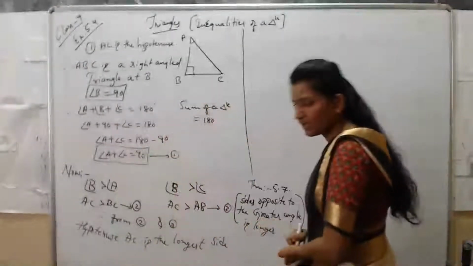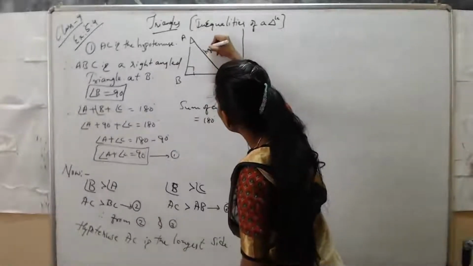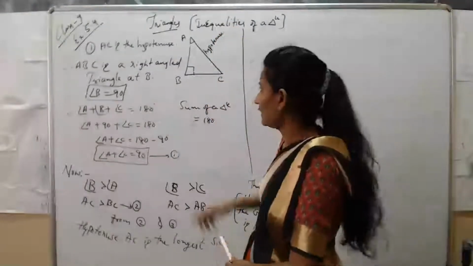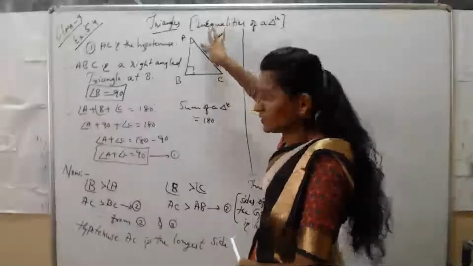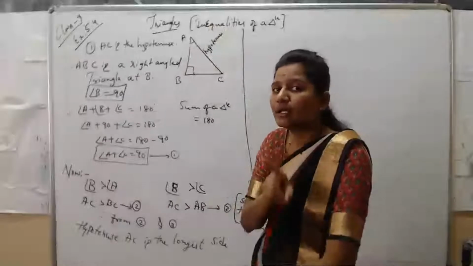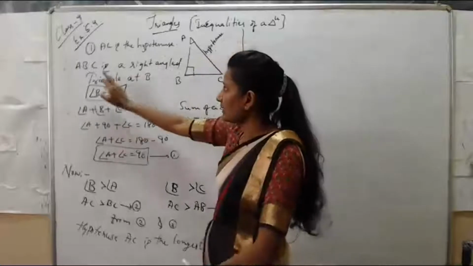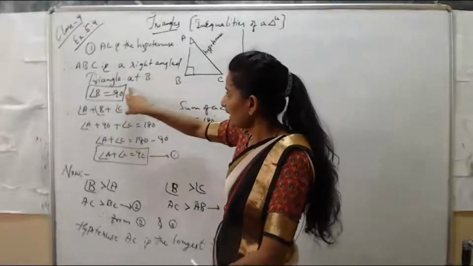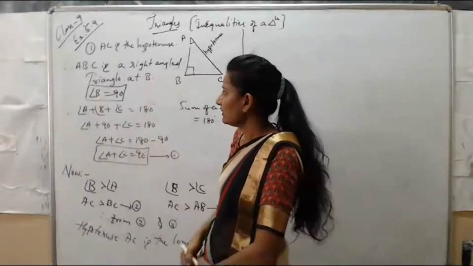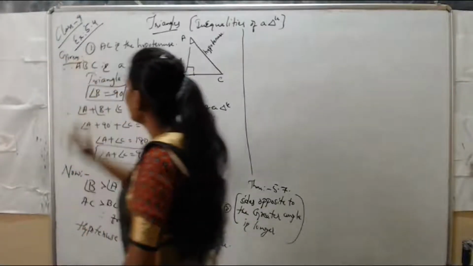See here, what we have done is take a right angle triangle. AC is the hypotenuse. The largest side is called the hypotenuse, only in a right angle triangle, not in an equilateral or scalene triangle. Okay. Let AC be the hypotenuse. What is the given? ABC is a right angle triangle at B, means B is equal to 90 degrees. This is the given.